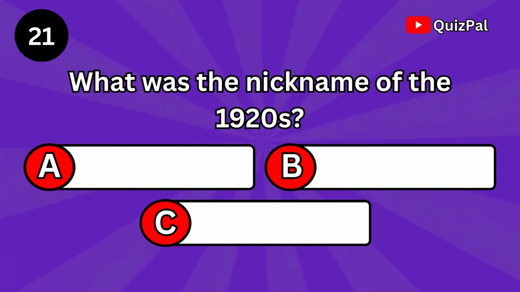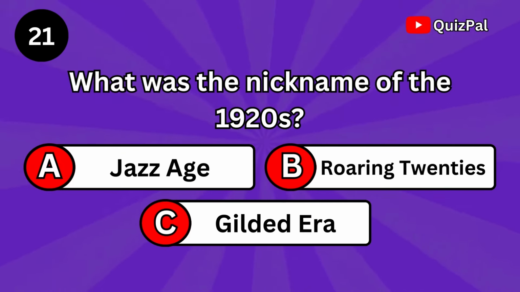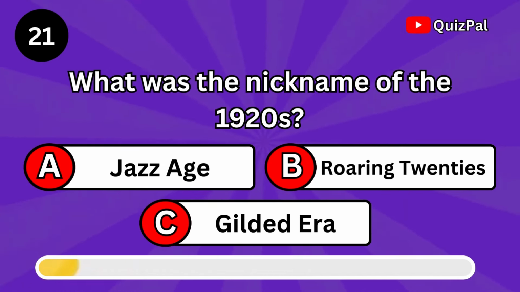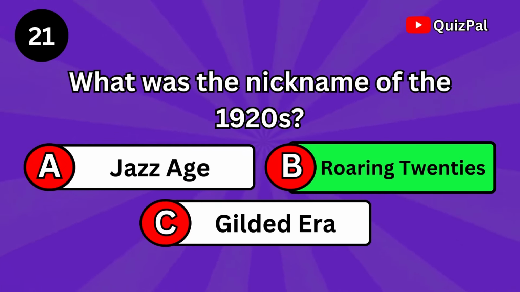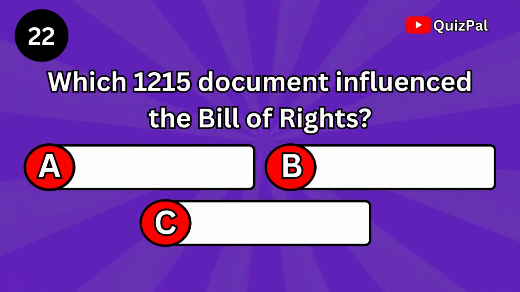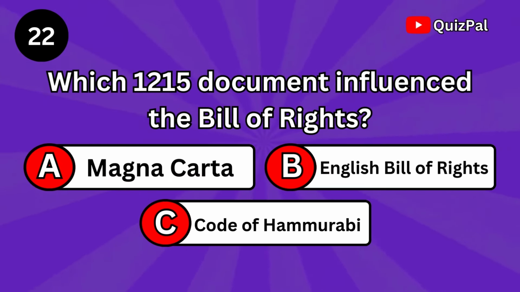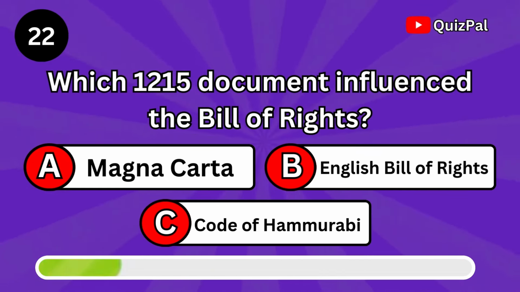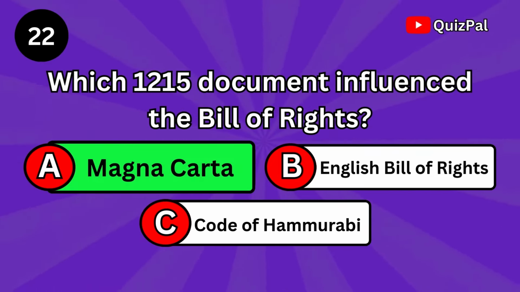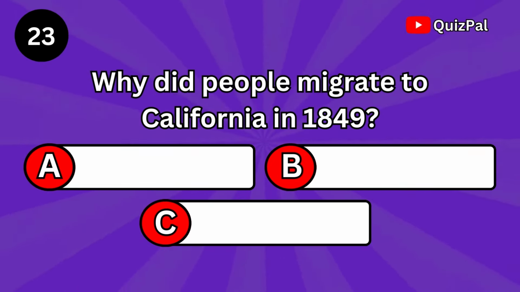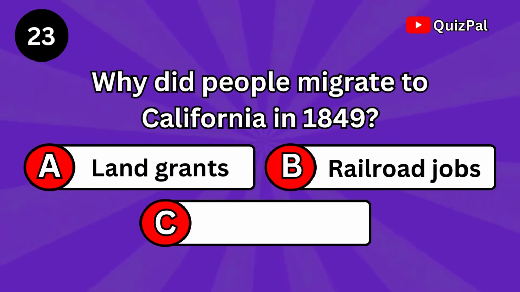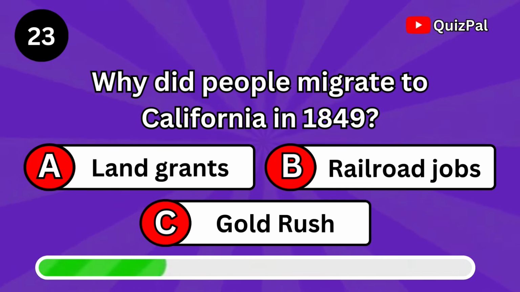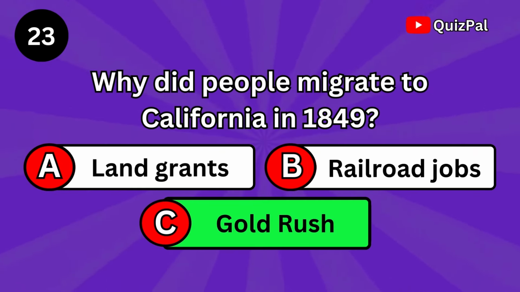What was the nickname of the 1920s? The Roaring Twenties. Which document signed in 1215 influenced the Bill of Rights? The Magna Carta. Why did people migrate to California in 1849? The Gold Rush.